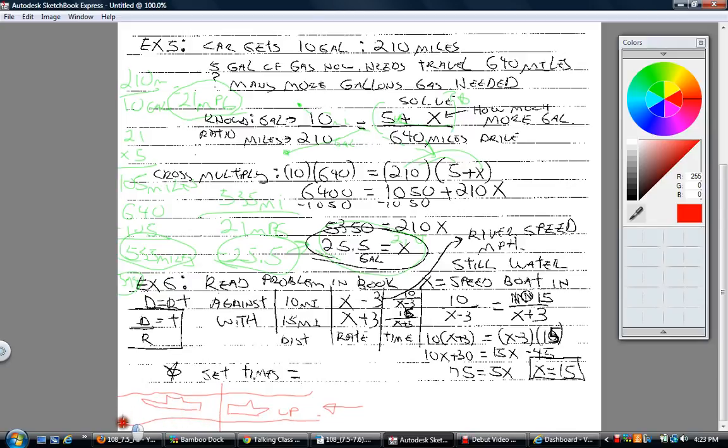But here you're going downstream. And so I'm told it goes what? How many miles downstream? You look and you go downstream is with the river. You're supposed to go 15 miles. Upstream it went 10 miles. You know you're fighting against it.